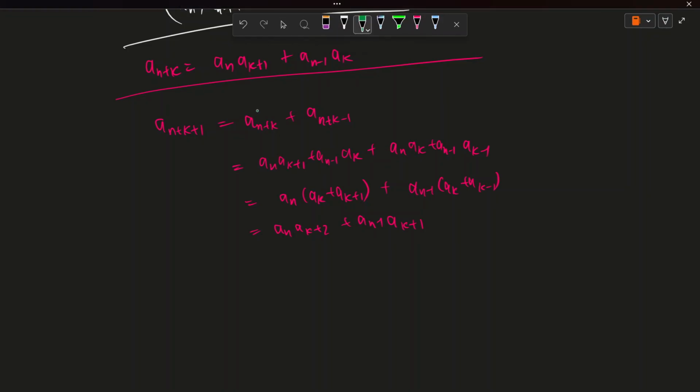Now we will finally move on to the main problem. GCD of a_n, a_{n+k}. We need to prove that this is less than a_k by 2.